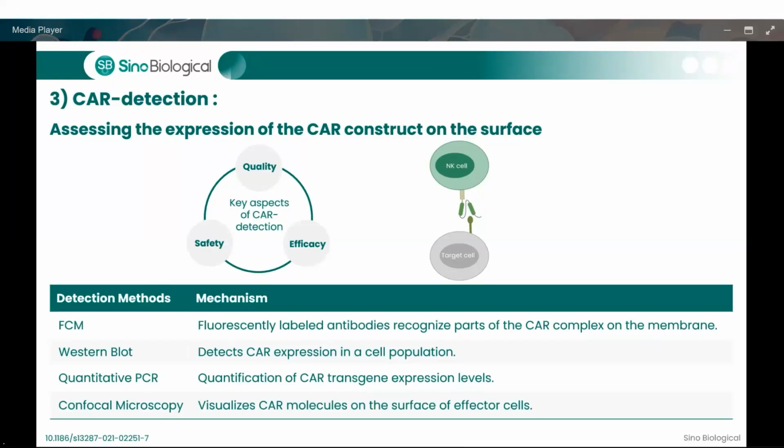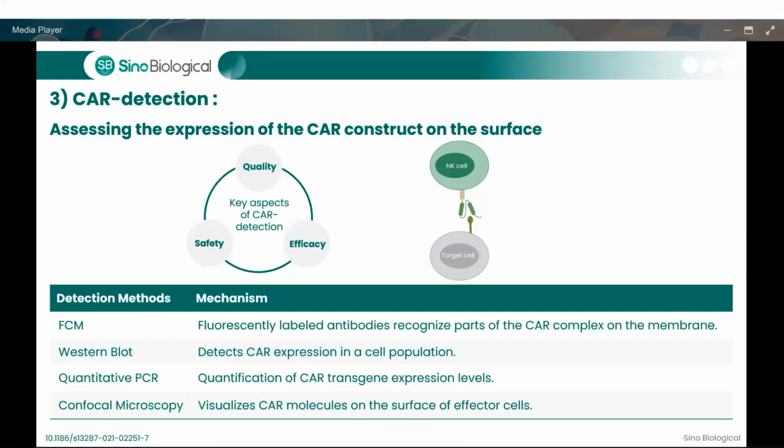This step is to assess the expression of the CAR construct, which is a very important step in quality control. CAR expression level and consistency in CAR T and CAR NK cell therapy need to be carefully monitored to ensure that the cells will function as intended in the clinical setting. Detection of the CAR expression provides an important quality control measure to ensure that the cells meet the required specifications before or after they are used for the treatment.